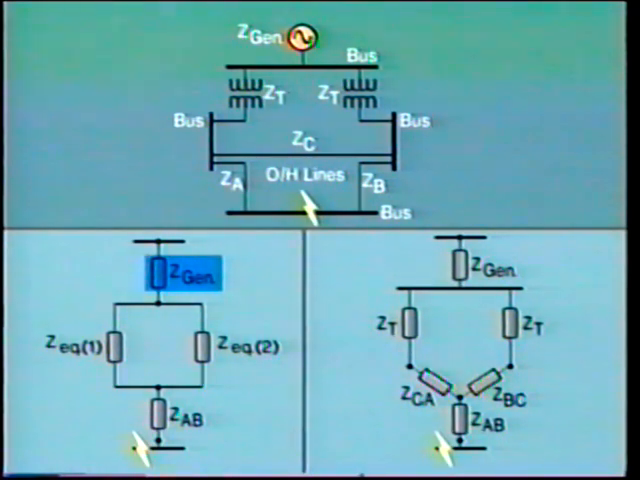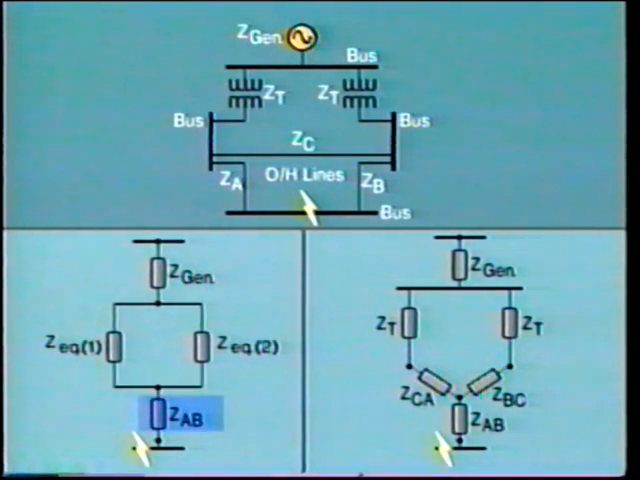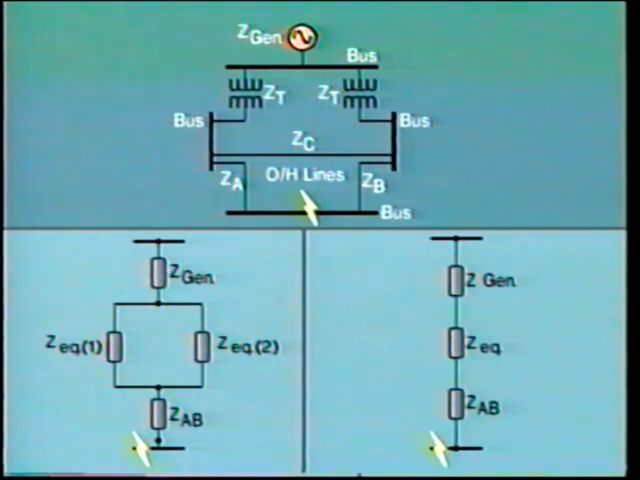We now have the generator impedance ZG, a parallel circuit representing the two branches, with each one including a transformer ZT and the line impedance. Finally, we have the substituted impedance ZAB. We can now go a stage further by inserting one impedance in series to substitute for the parallel circuit.